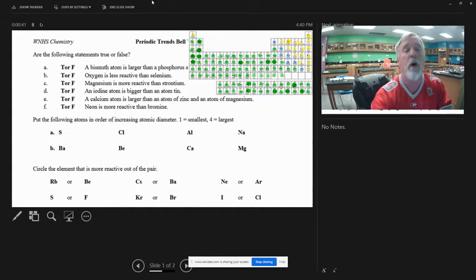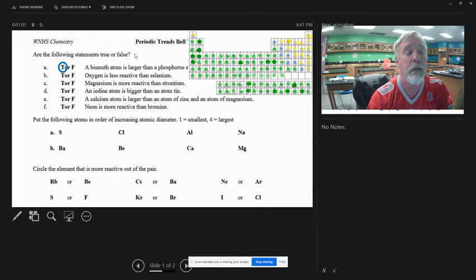A bismuth atom is larger than a phosphorus atom. Well, first we've got to find these on the periodic table. Here's bismuth over here. Phosphorus is above it. Now, if we remember from our trends, as you go down, they get bigger. So phosphorus should be bigger. I'm sorry, the bismuth should indeed be bigger than phosphorus because it's lower. So our first one here is true.